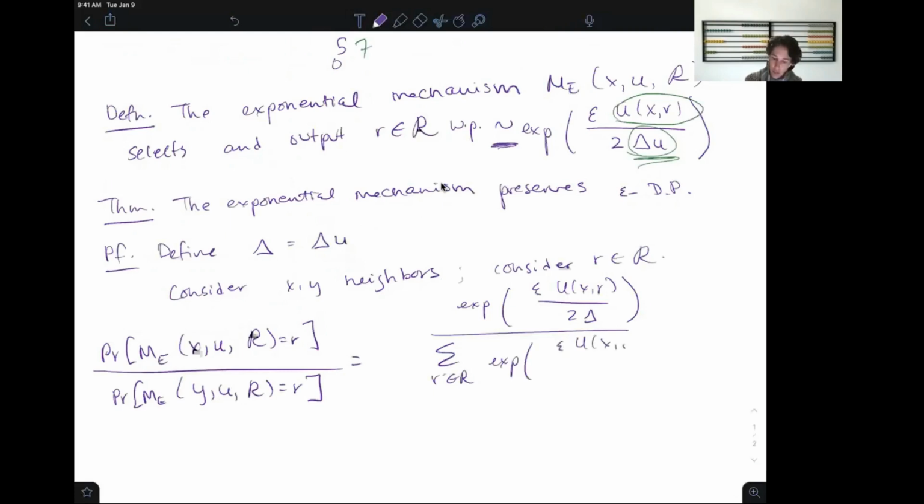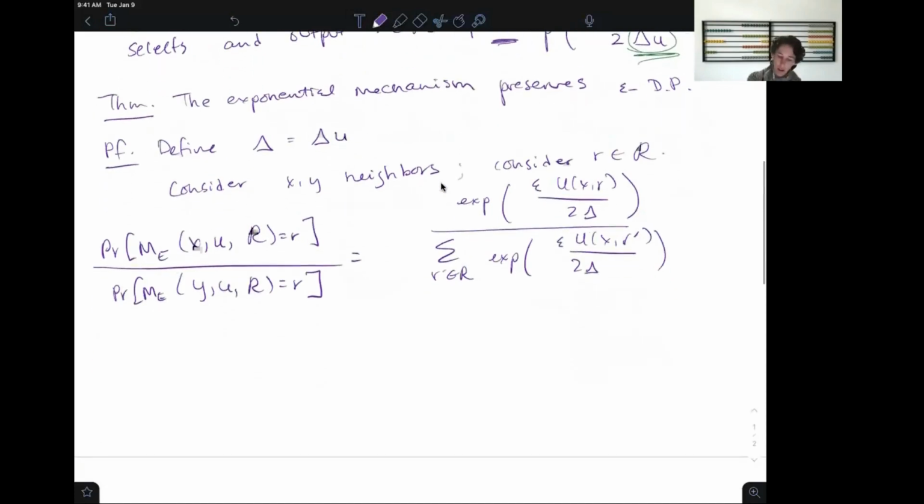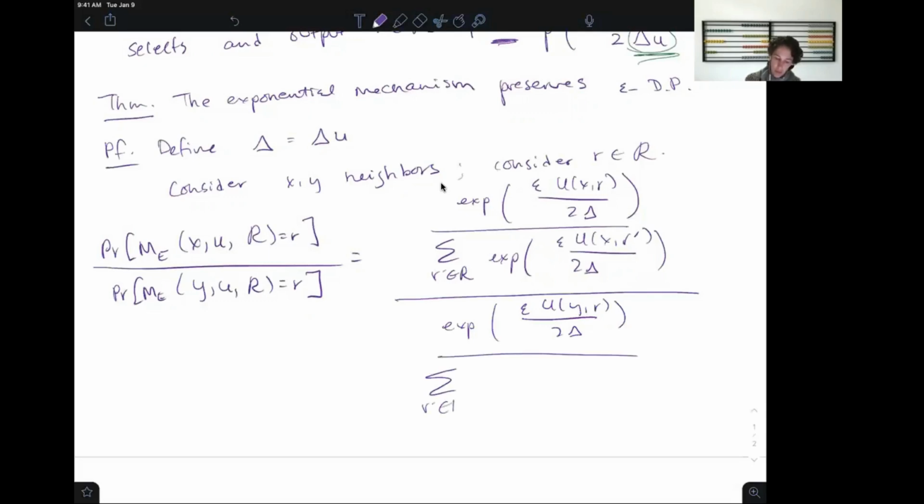So, the sum over r prime of exp of epsilon u of x, r prime over 2 delta. Okay, that was the top. Now we've got to get ourselves the bottom. You see why I would want to cut back on writing. Exp of epsilon u of y, r over 2 delta, and the sum over r prime of exp of epsilon u of y, r prime over 2 delta. That all makes sense so far? Okay.